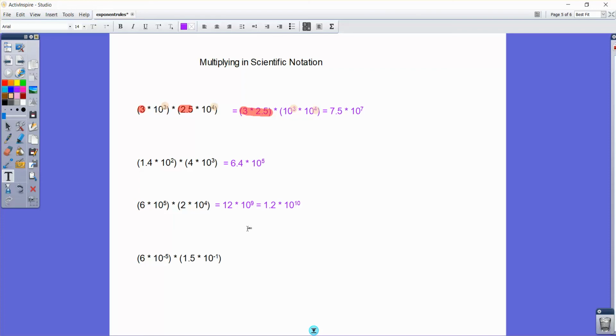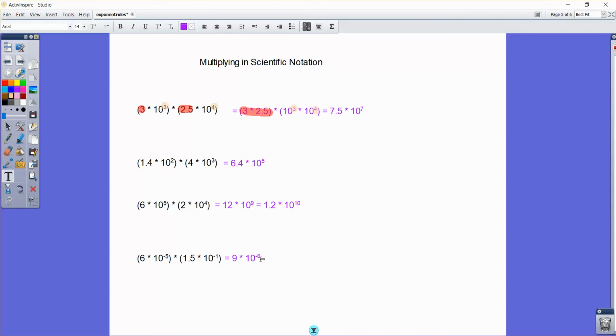That will take time. And then the last example here is I just want to show you with negative exponents, the rule is still the same even though they're negative exponents, right? So if I have 6 and 1.5, 6 times 1.5 is 9. And then if I use the same principle of adding the exponents, negative 5 plus negative 1 is negative 6, okay? So that means that this answer here is 9 times 10 to the negative 6th, okay?